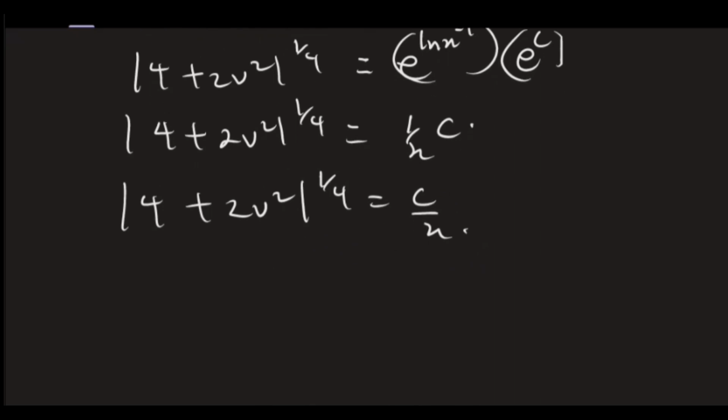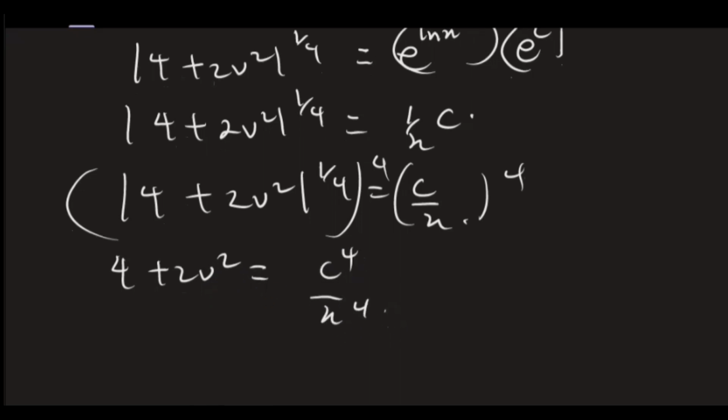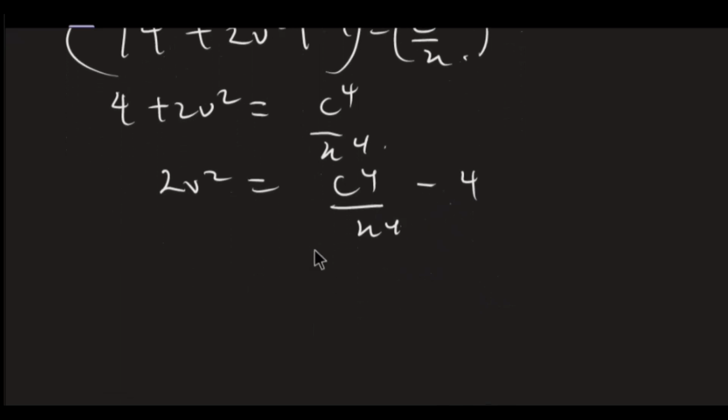And at this point, what do we do? I just need to make v the subject because I'm not looking for v. So I have to take the fourth power on both sides. And it will cancel this, so I get 4 plus 2v squared equals c to the power 4 over x to the power 4. And at this point, 2v squared will simply be c to the power 4 minus 4x to the power 4, all over x to the power 4.